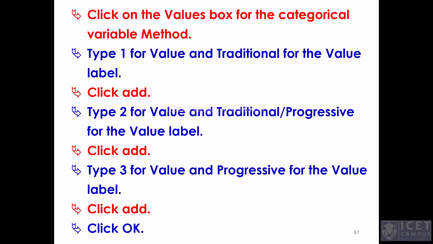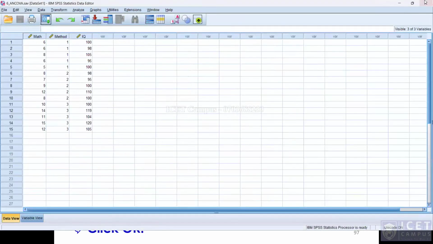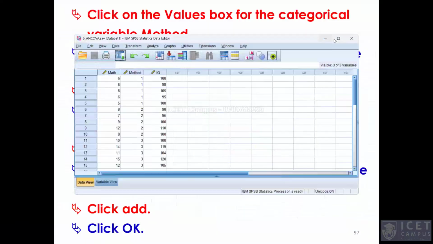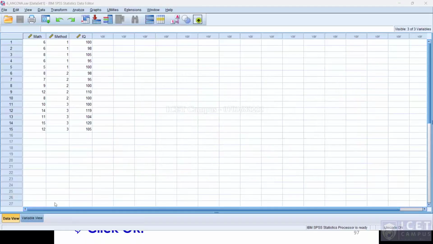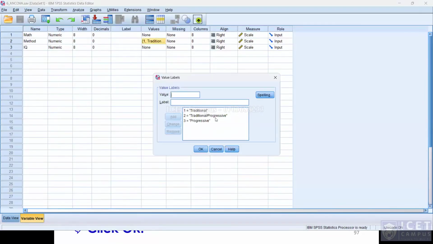And here you can see how it's, right. So this is the file that has the entered data, right? So we can go to the variable view. Then you can see maths and method. Once we get here, one is for traditional method, two for traditional progressive model, and three for progressive model.